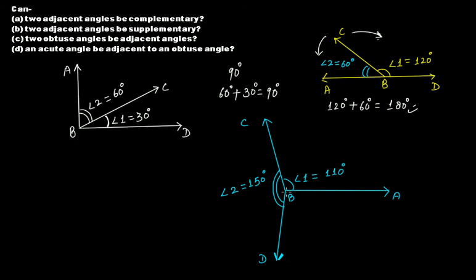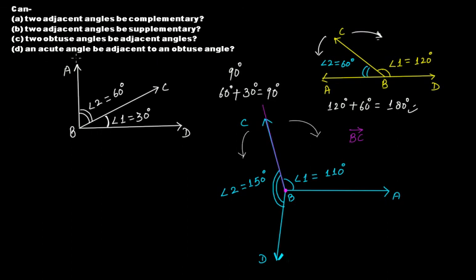This B is a common vertex, and what's the common arm? The common arm will be, in this case, this one. That is, BC is the common arm, and the two non-common arms, BD and BA, lie on either side of this common arm. So we have two obtuse angles, one is 110 degree and let's suppose the next one is 150 degree. Not a very accurate figure, but just assume that. So we can see that these are two adjacent angles, angle 1 and angle 2, and yes, two obtuse angles can be adjacent angles.